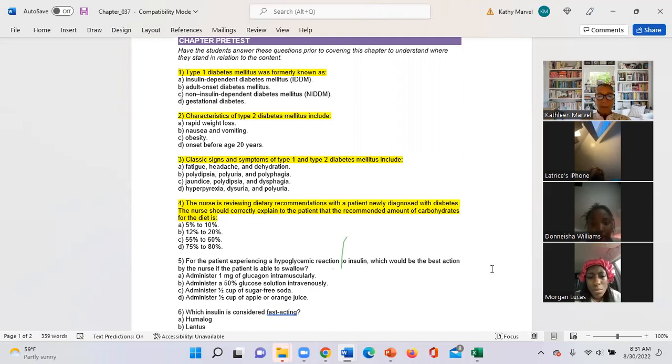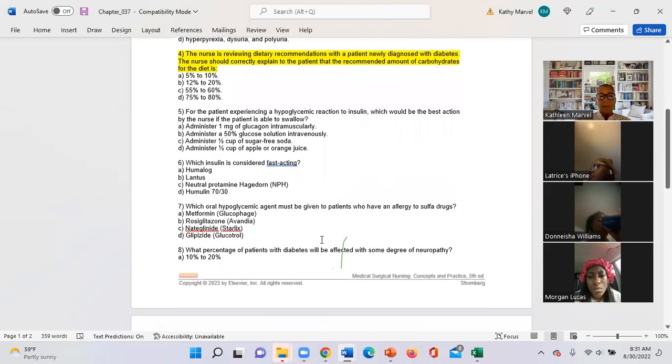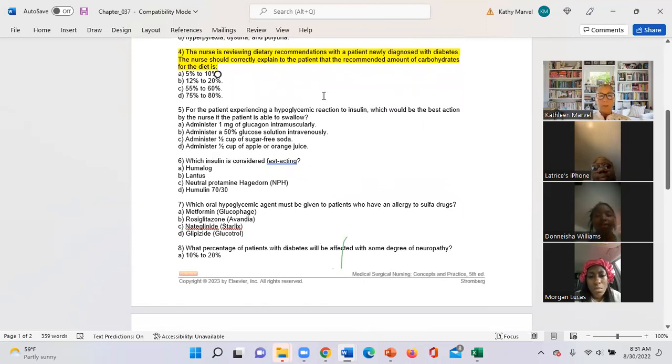Anybody know what the recommended amount of carbs are? 55 to 60. Okay, 55 to 60.